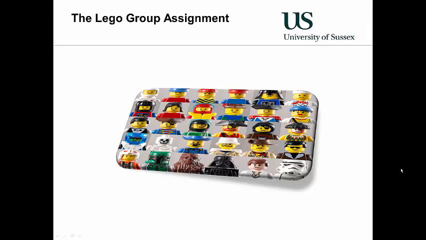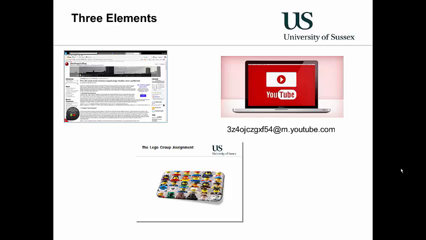In this short video, I'm just going to run through the three main elements of the group assignment that we have to complete in just over a week. Now, the assignment consists of three main elements. First of all, a posting which looks very much like a blog posting with around 500 words, which summarizes the main headlines from the Lego case.